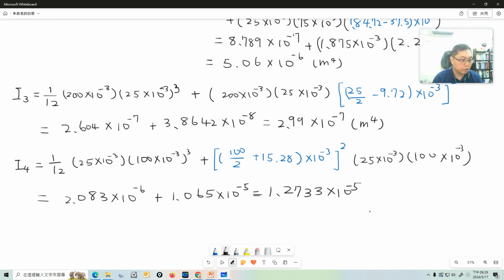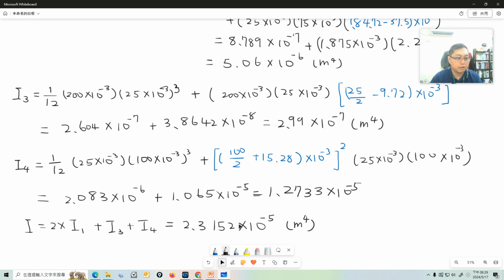So just to give you the answer: I1 and I2 are the same, plus I3 plus I4. It will be 2.3152 times 10 to the power minus 4 m^4. That's the moment of inertia of this cross-section area.